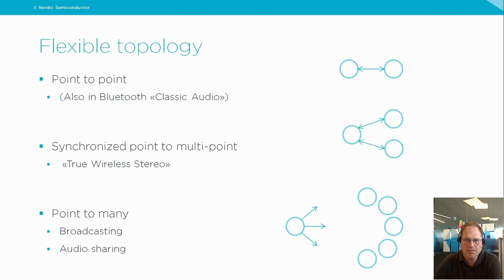The synchronized point-to-multipoint is an important feature. This allows what we call true wireless stereo, audio to two separate devices. So this could, for instance, be TV sound to two earbuds. And this is the first standardized Bluetooth solution for doing this.